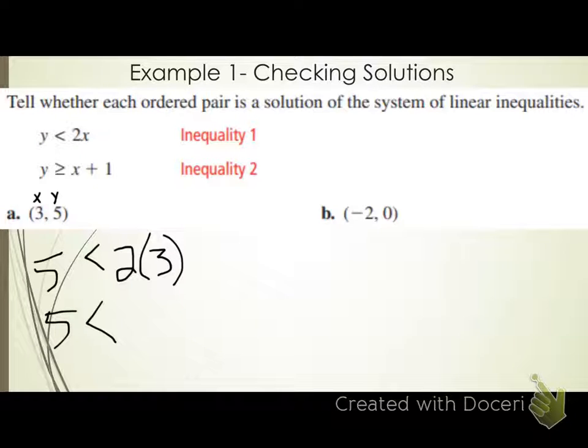What's 2 times 3? 6. Is 5 less than 6? Yes, it is. So it makes my first inequality true. It checks out for that first one. Am I good to just stop there and say it is a solution?